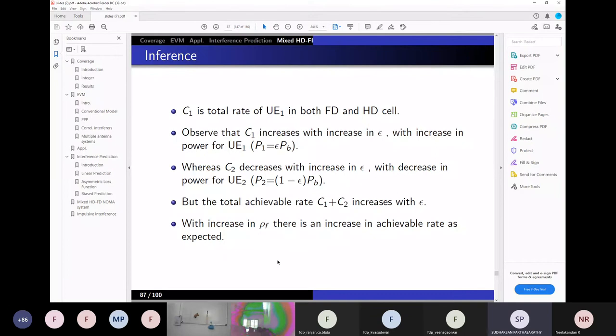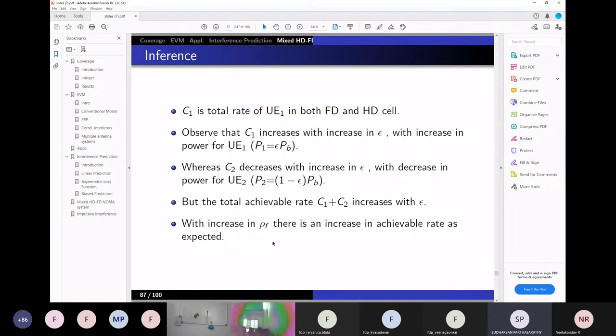But the total achievable rate, that means C1 plus C2, increases with increasing epsilon. Now, what is the reason for this? UE1 has a better channel condition than UE2. So if you pump in more power there, the total achievable rate is going to increase. This is very similar to the water filling algorithm, which you might have studied, by Andrea Goldsmith. If you want the system capacity or system rate to increase, you have to pump in more power to the good channel. You can even ignore some very bad channels. It might not be very fair, but if your goal is only to increase the system capacity, then you have to pump in more power for the good channel. That's what happens here also.